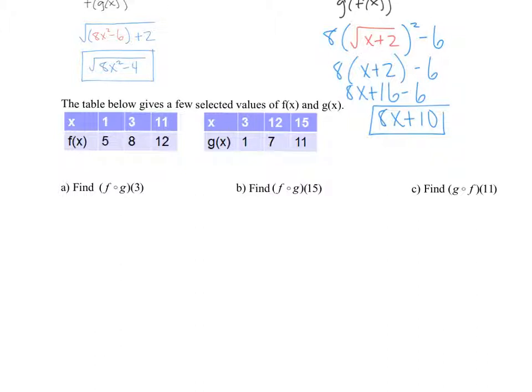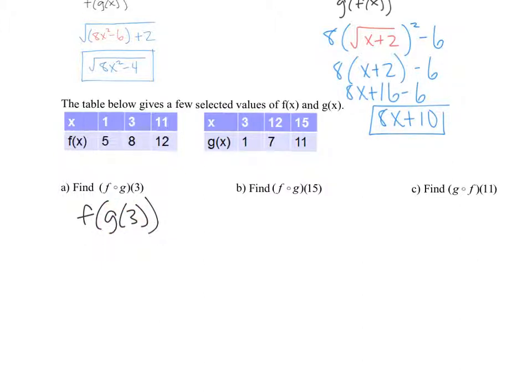So notice, what is the difference between the t-charts? This is f of x, this is g of x. So it's two different equations, which obviously give you two different t-charts. So what this notation for letter A means is find f of g of 3. So what I'm doing first is finding g of 3. So where up here can I find g of 3?